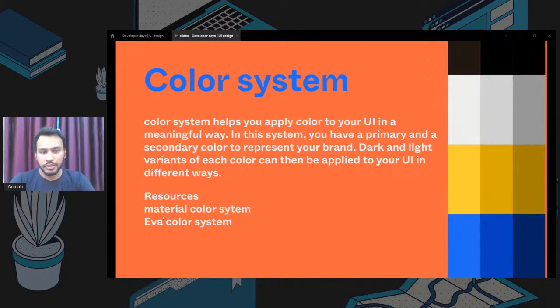For resources, I usually use these two: Material color system and Eva color system. If you are going to use these two tools, you have to put in your primary color. Let's say my primary color is this blue, so these two tools are going to make a whole spectrum from the lightest of that color to the darkest of that color.